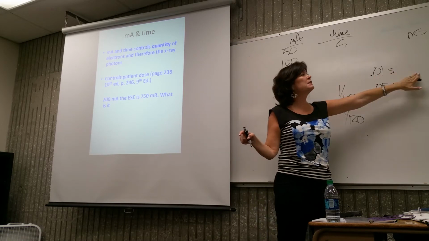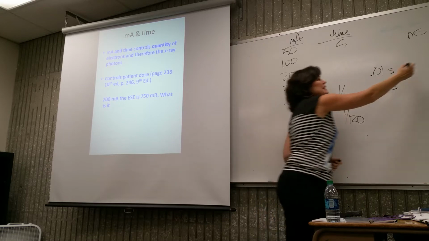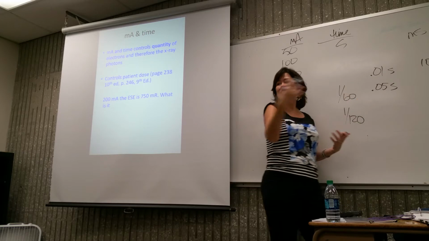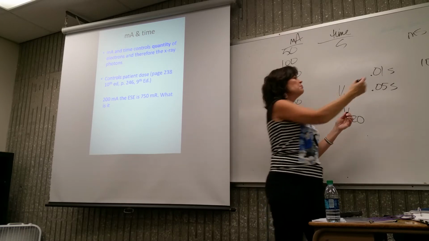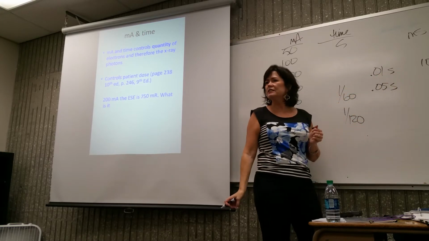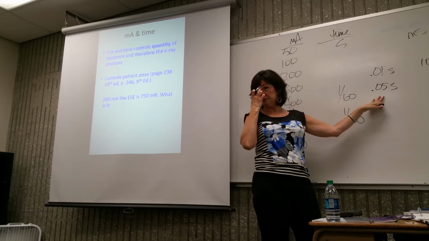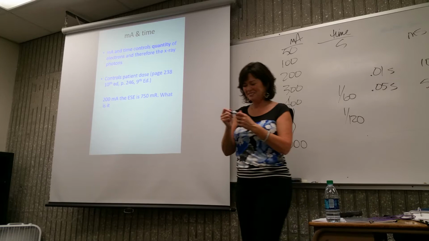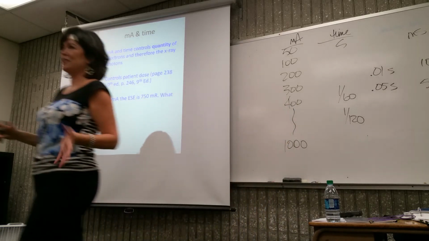So from seconds to milliseconds, 0.01 second would be 10 milliseconds. How do you know that? You just move the decimal over. Milli is 10 to the minus 3. Move the decimal over 3 places. So what would 0.05 second be in milliseconds? 50. 50 milliseconds. Just to complicate things, okay?